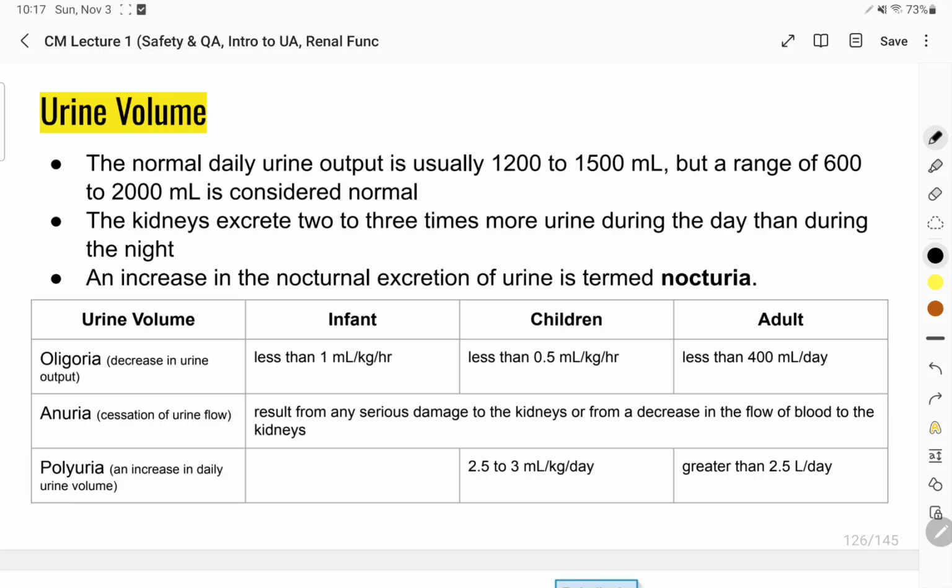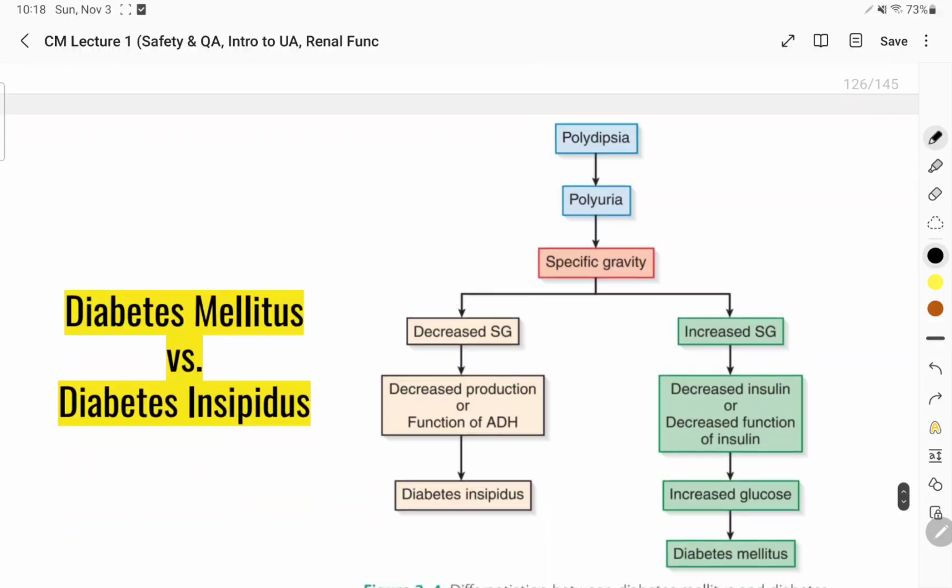So, cases of your diabetes. Ba? Diabetes mellitus and diabetes insipidus. That's like polyuria. Children, 2.5 to 3 ml kilograms per day. Pwede na siya polyuria. Adult, greater than 2.5 liters per day. No? Grabe, no? Yung giinom kay wakabot 1 liter, pero yung ihi kay 2.5. So, pa-check na ka ba sina diabetes insipidus, diabetes mellitus, or ba sina tubular damage. Okay? That is for urine volume.